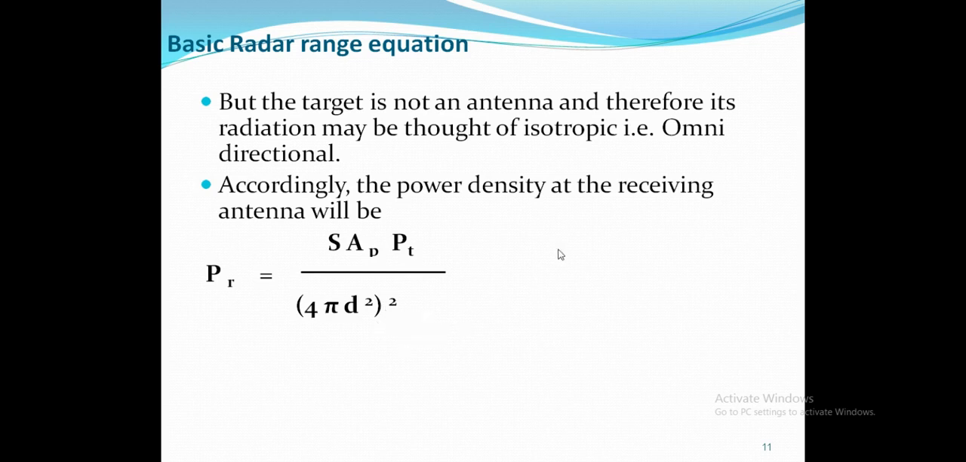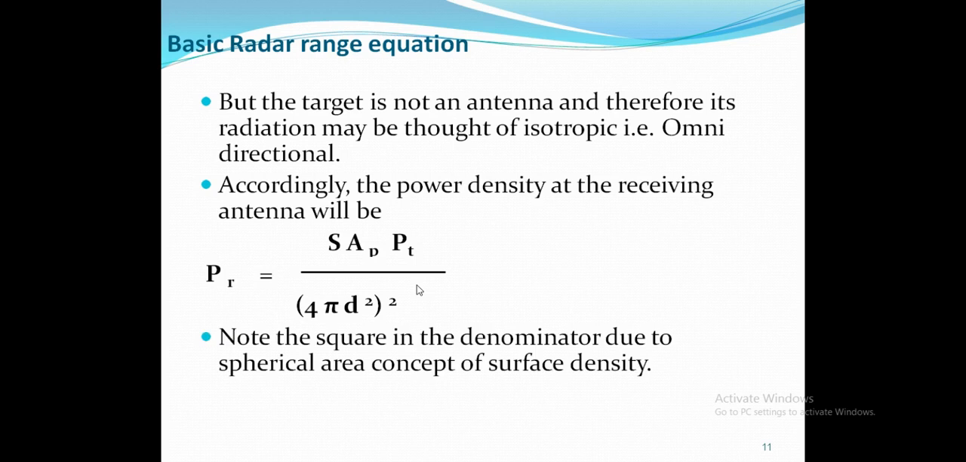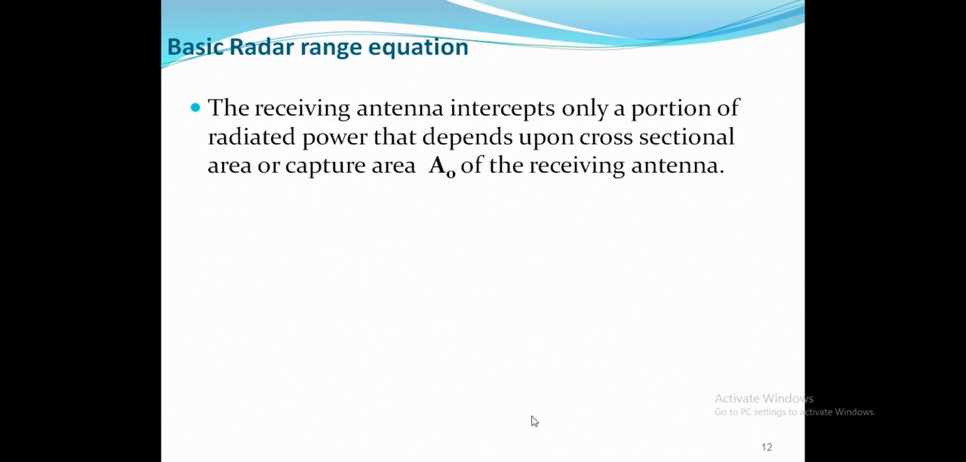So that is the transmitting antenna. Coming to the receiving antenna, PR is equals to S into AD PT by 4 pi d square whole square. Here the square in the denominator is due to the spherical area concept of the surface density.